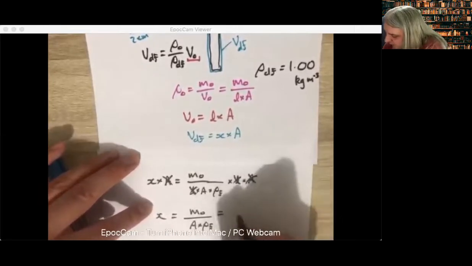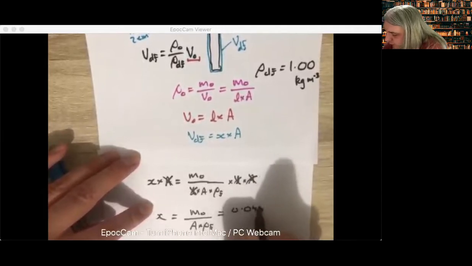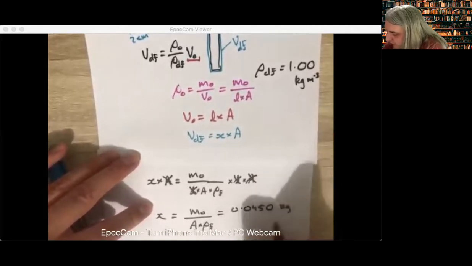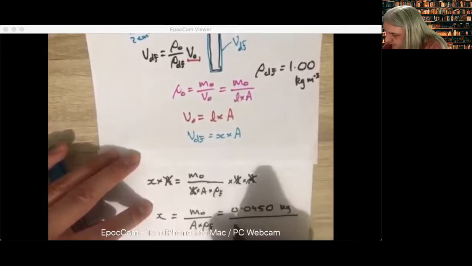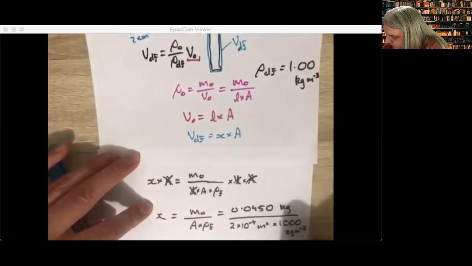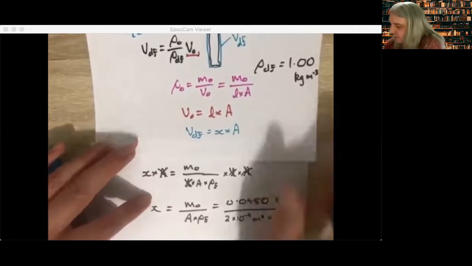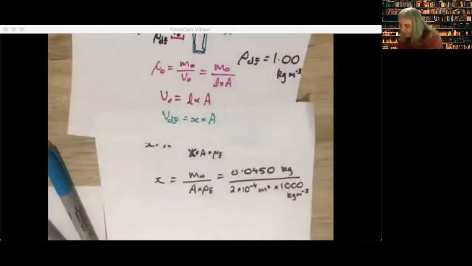And we get, so the mass of the object was 0.0450 kilograms, divided by the area, which was 2 times 10 to the negative 4 square meters, times 1,000 for the density of water. That's still got 0.00. It is 3 significant figures. I've just left it off for ease of writing. And now we can do that calculation.